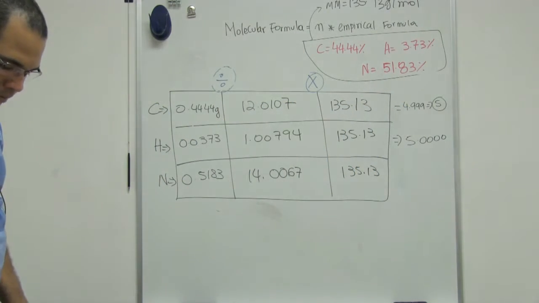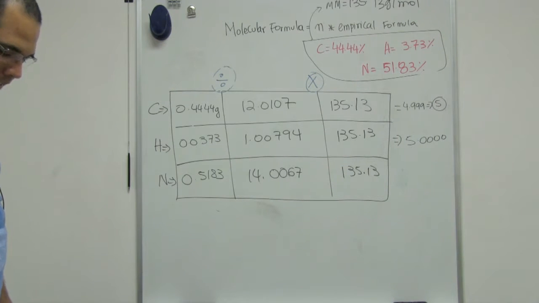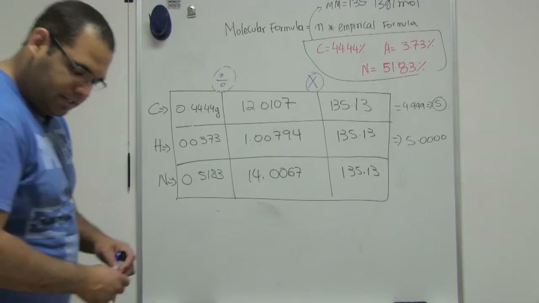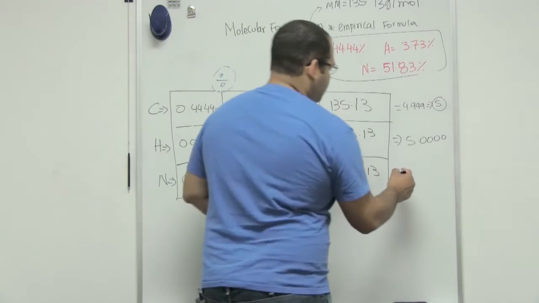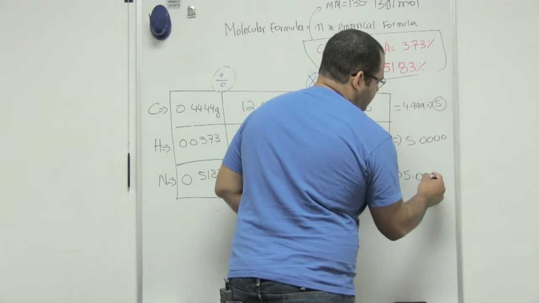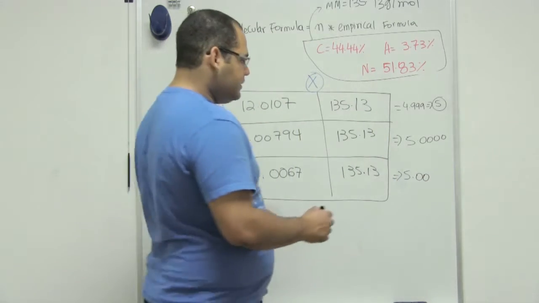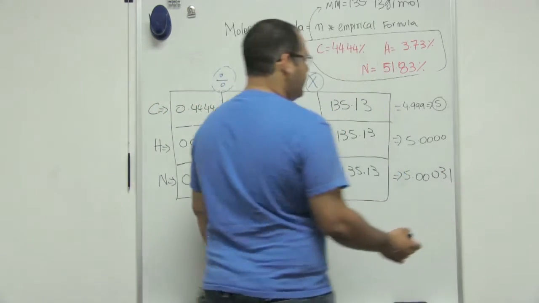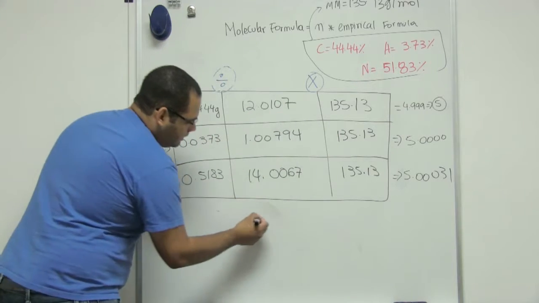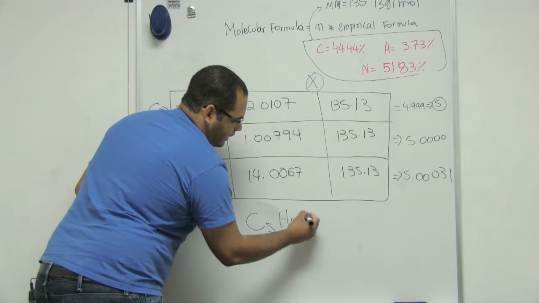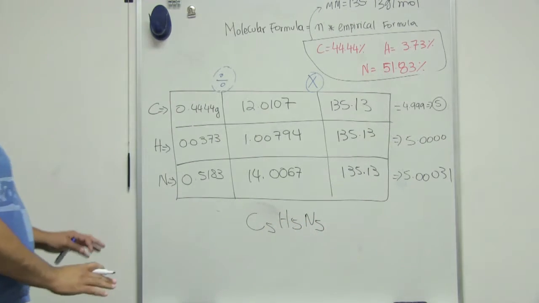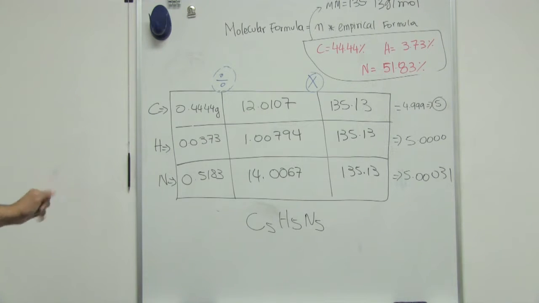Nitrogen, the same thing: 0.5183 divided by 14.0067 times 135.13. This gives me 5.00031. Now I just say, well, carbon is 5, hydrogen is 5, and nitrogen is 5. So I got the same answer, but using a different way to do it.